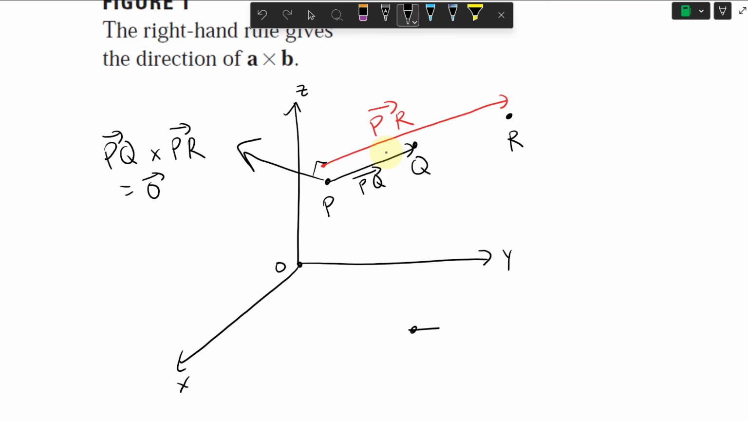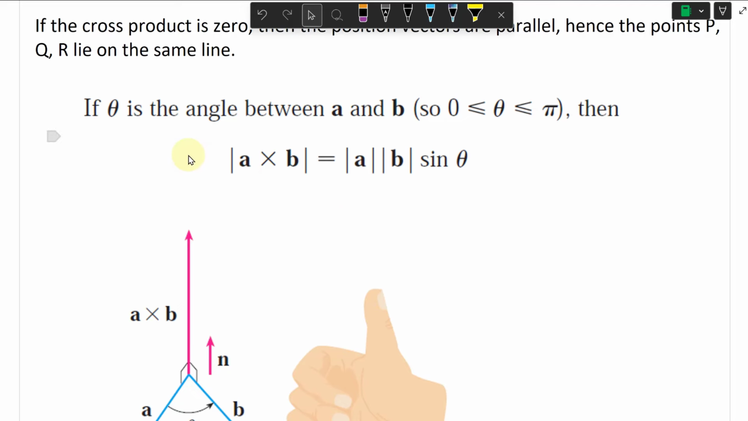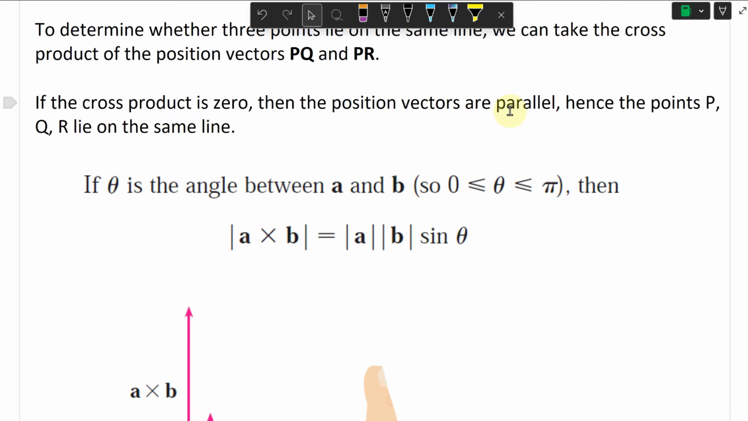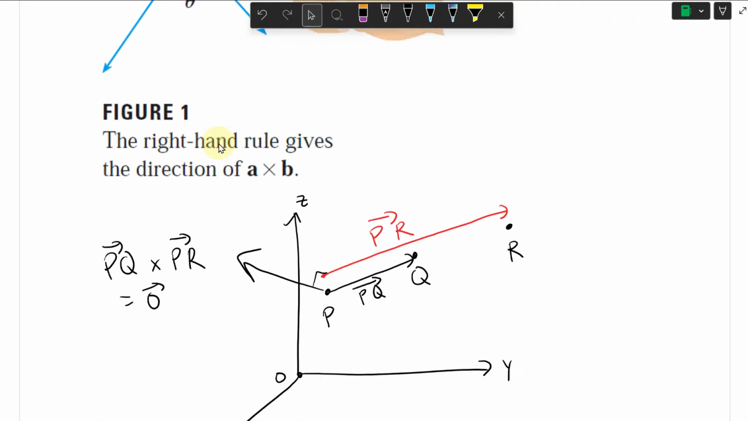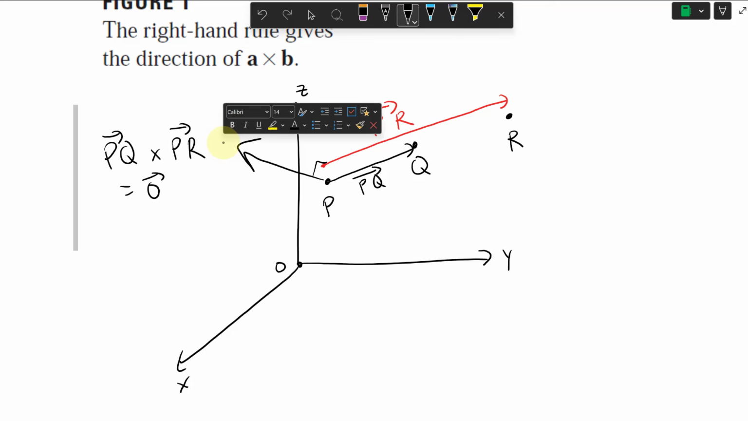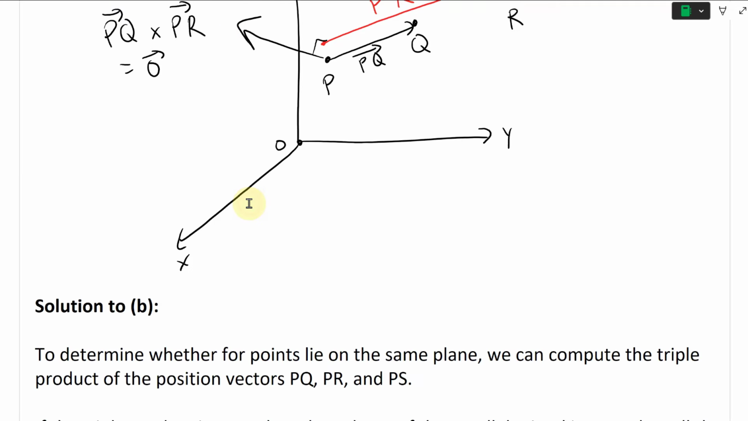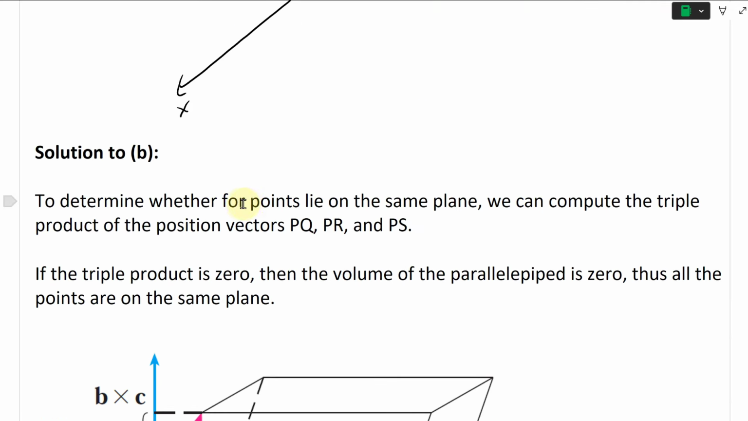So you're just going to have this and this, PQ, PR, like that. The angle is 0 between them. So in other words, they're parallel. If the cross product is 0, then the position vectors are parallel. Hence, the points P, Q, and R are on the same line. They're all exactly on the same line, like this. So yes, I'll just erase that. So epic stuff.